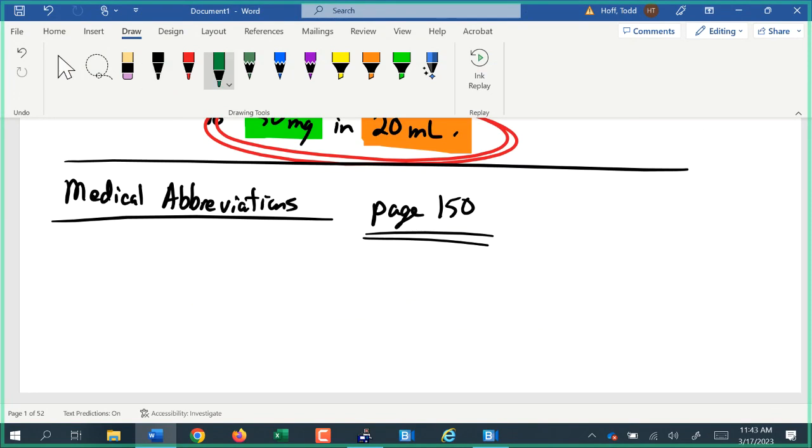First of all, it might give how the medication is delivered to the patient. PO means orally. IM, intramuscularly.